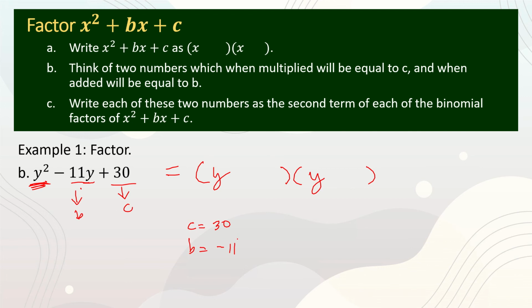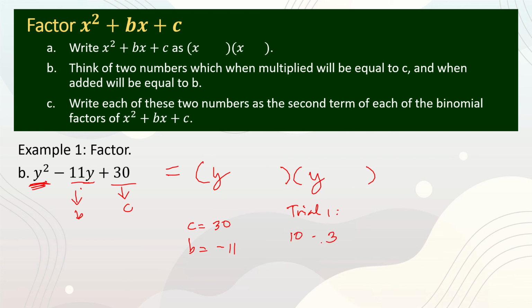Now, if you think of two numbers which are all positive, it is impossible for it to become a negative. So you have to explore the factors which are negative in here. So for 30, let's have trial 1. Let's say you might be thinking of 10 and 3 because 10 times 3 is 30.